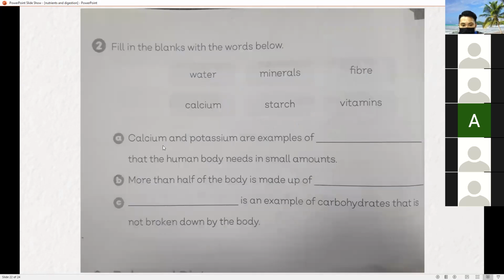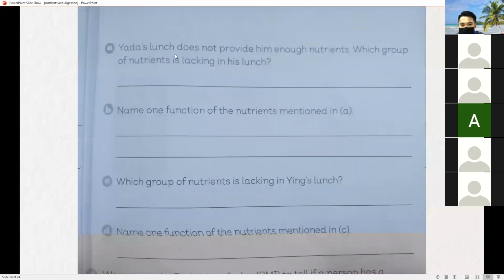Okay. Next, calcium and potassium are examples of minerals. More than half of the body is water. Fiber is an example of carbohydrates that is not broken down by the body. Next, this one. Yada's lunch does not provide him enough nutrition. Vitamins. Name one function of the nutrients mentioned in A. The body needs vitamins to grow and work properly.